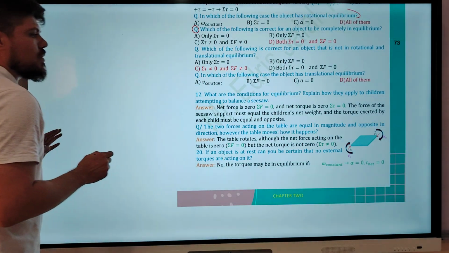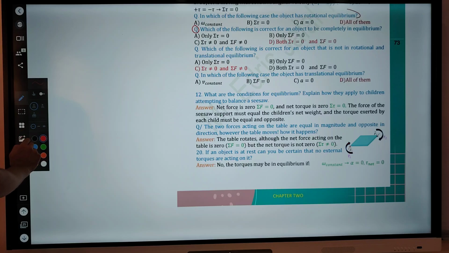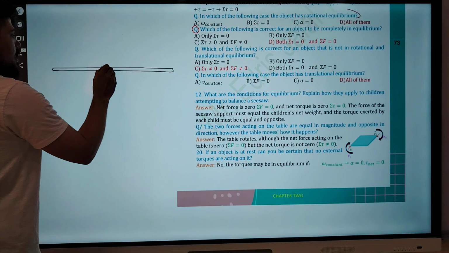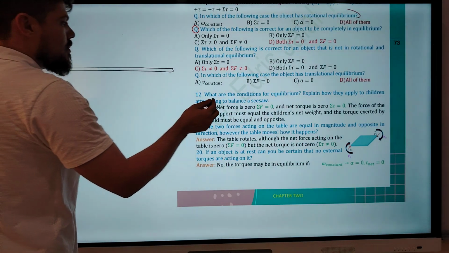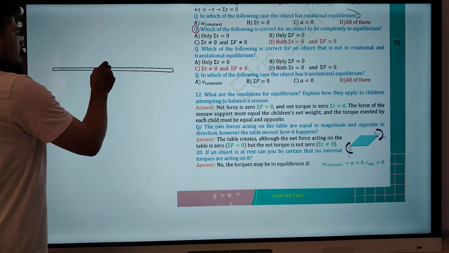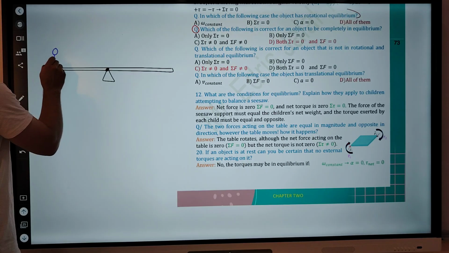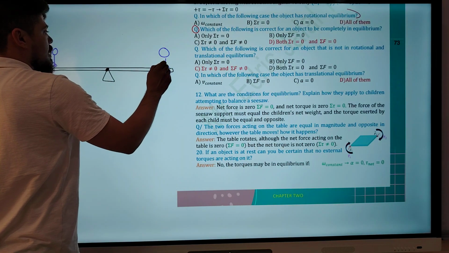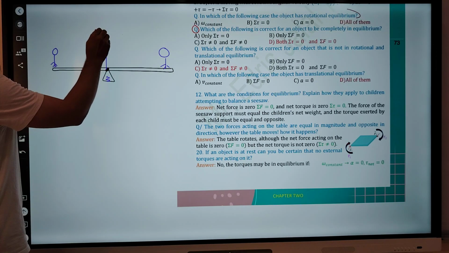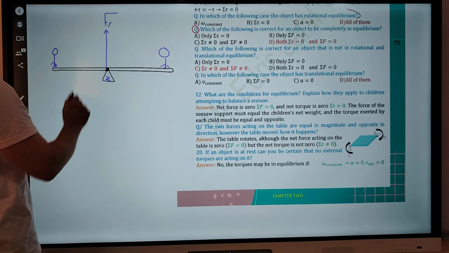Each child's torque must be equal and opposite. How can you apply these two conditions of equilibrium to the seesaw? Assume that this is a seesaw, and we apply the children to balance the seesaw. This is a pillar. We have two children sitting at each end. So, the force exerted on the seesaw by this pillar is an upward force. This is the force of the pillar on the seesaw.